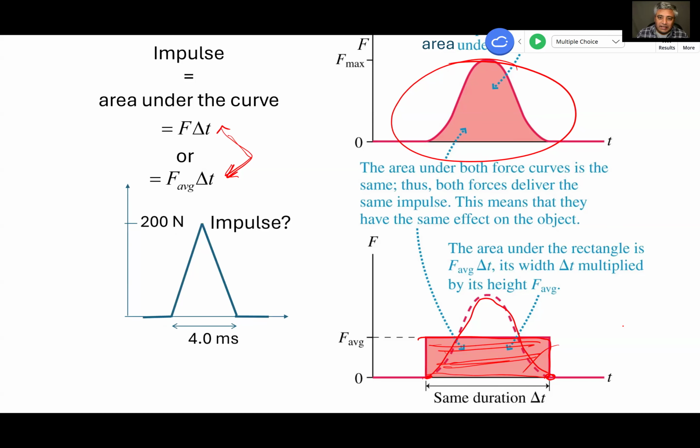So as an example, this kind of area is the same as the area of this rectangle. Again, I cannot find the area of this bell-shaped curve, but I can find the area of a triangle that is close to a bell shape, for example, right? So I can find the area of this triangle, and I can find the area of the rectangle by finding the average force, okay? And we can check if those areas are equal, okay?